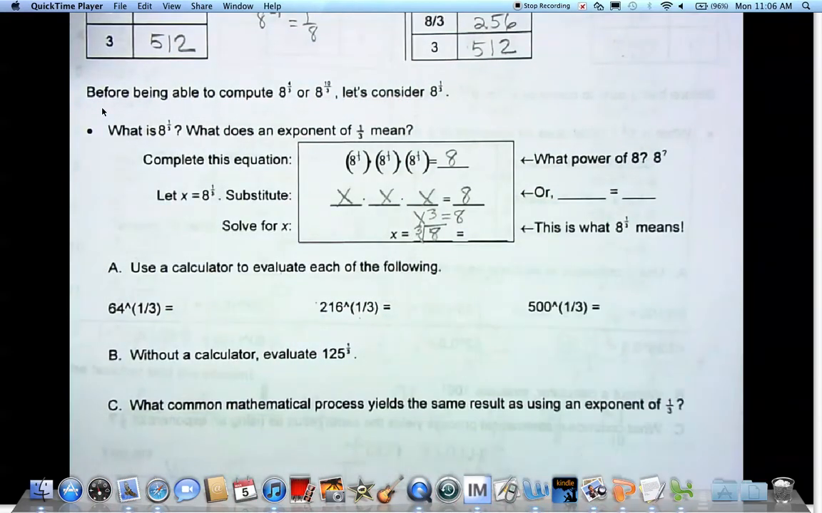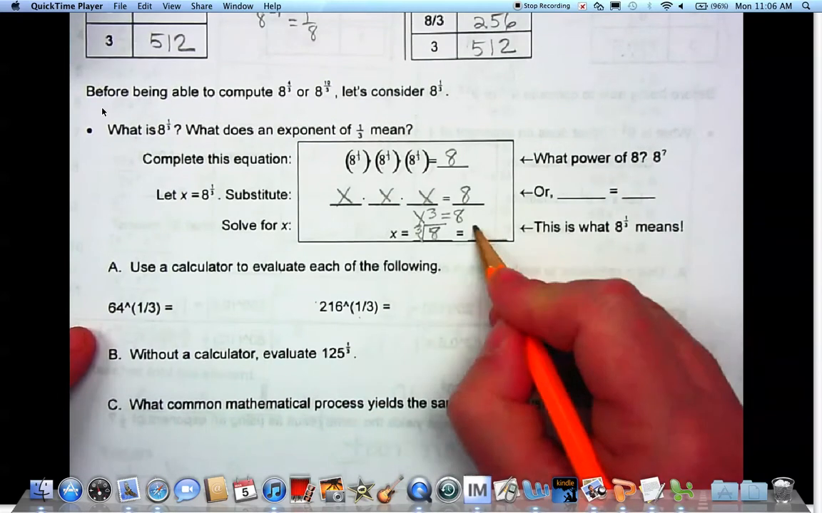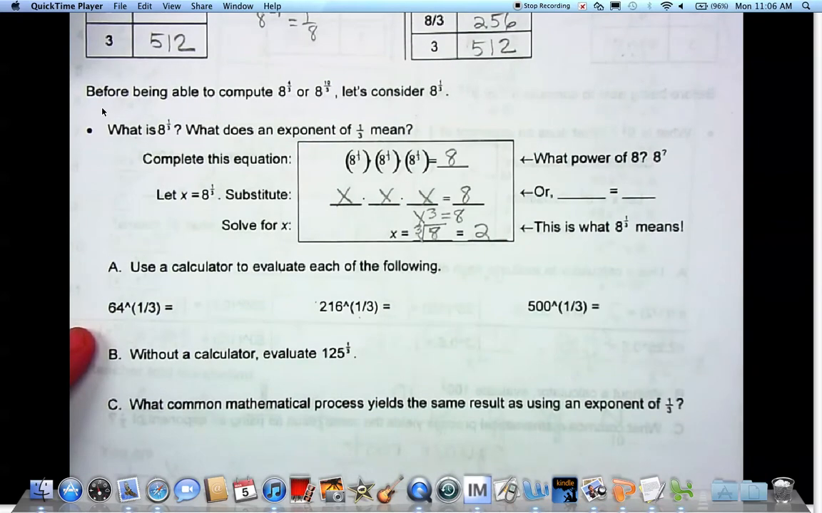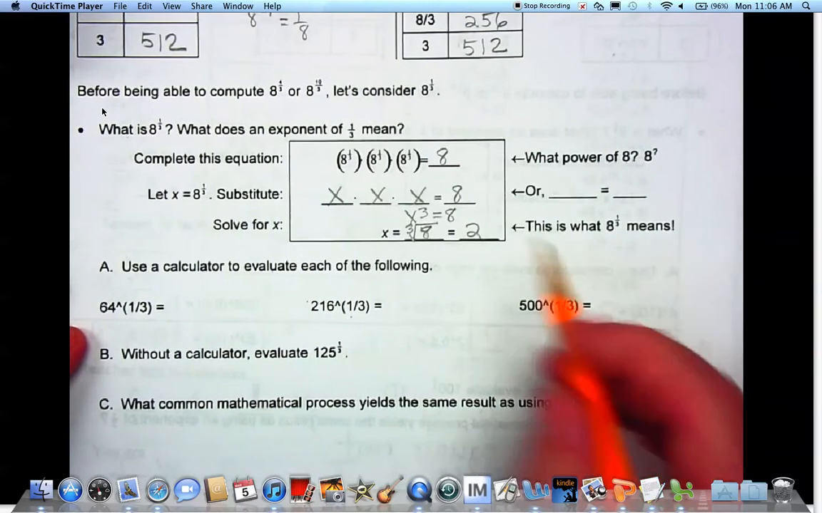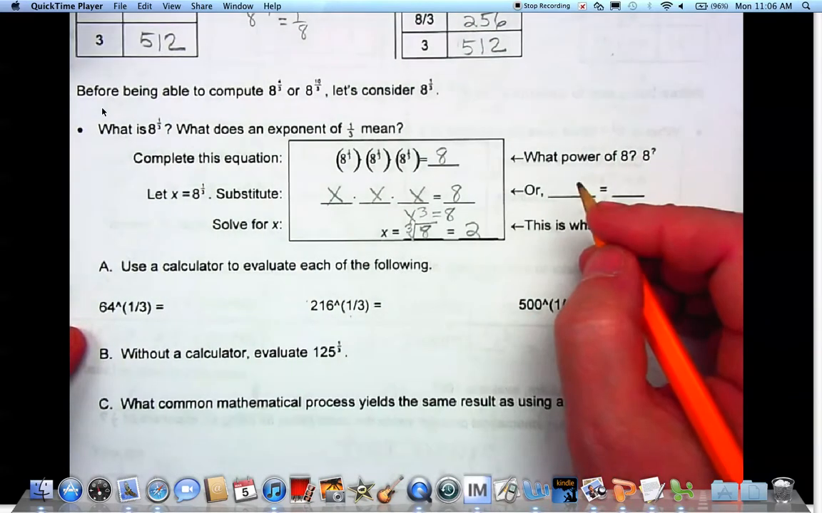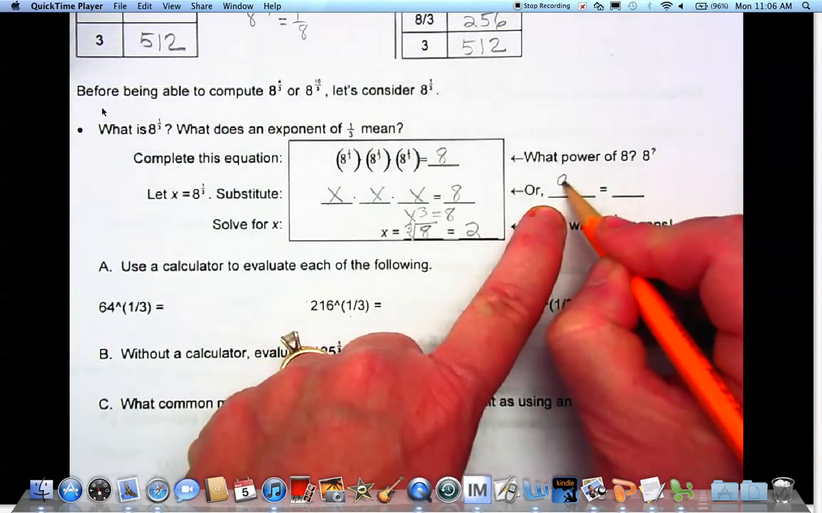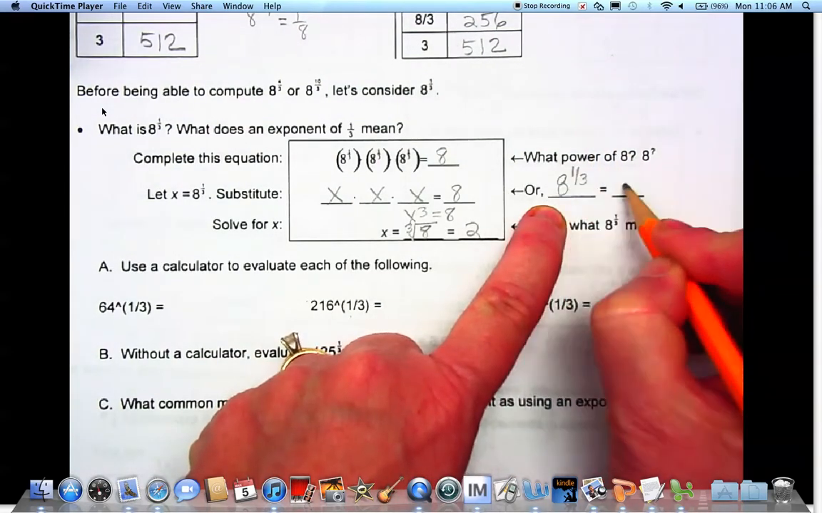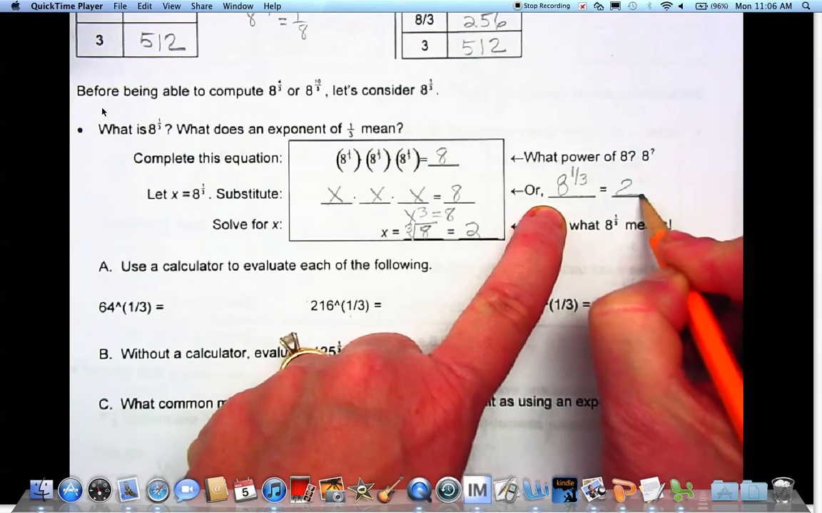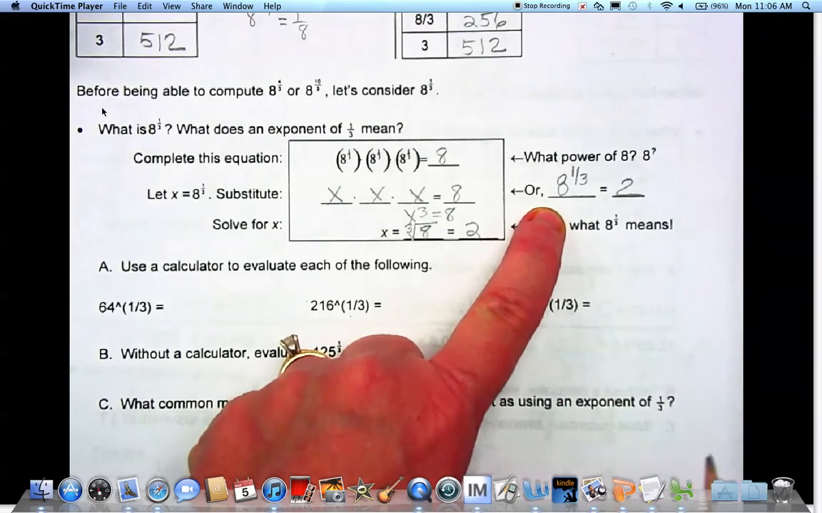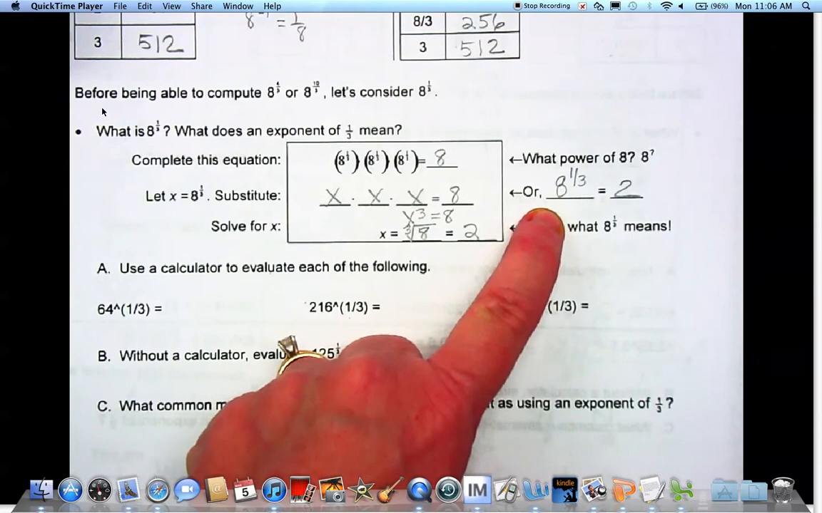So what times what times what gives you 8, Chris? 2. 2 times 2 times 2 equals 8. That's the cube root. I'm not going to show you in the calculator yet. I'll show you later. This says that 8 to the 1/3 equals 2. And that's why it's multiplying by 2 every time.